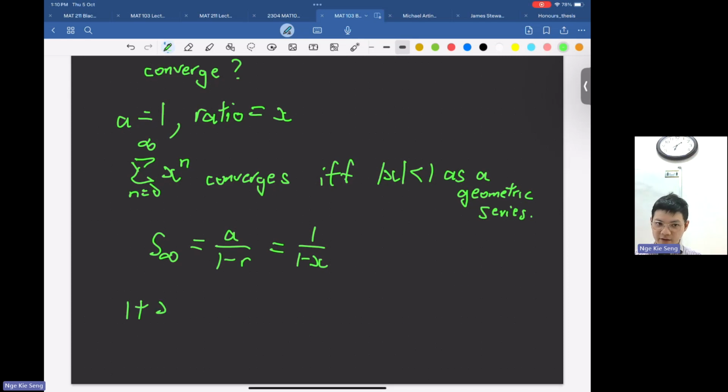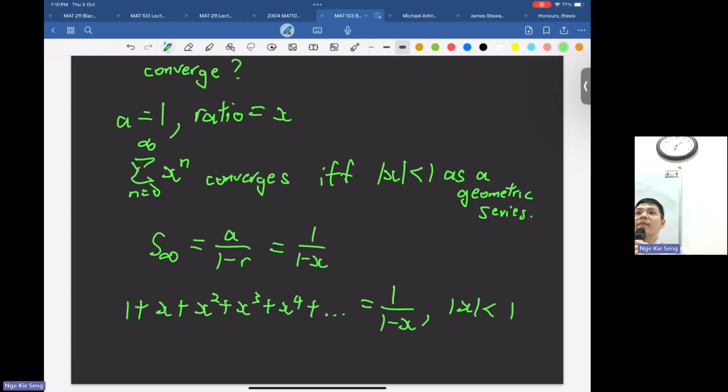What is going on here? We have an infinite sum on the left hand side, but it equals some closed form function on the right hand side. But this is only true when the absolute value of x is less than 1. So this equality is not always true.